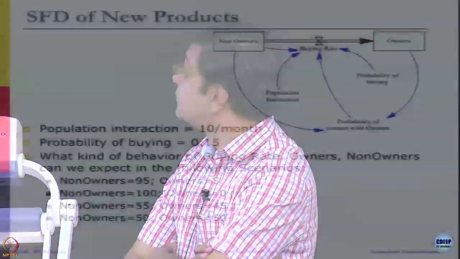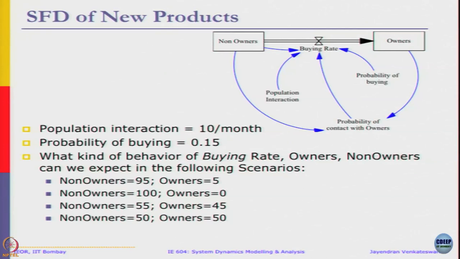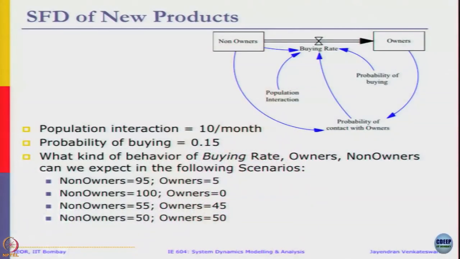As the number of owners increases, it will keep increasing. But overall, this buying rate itself is nothing but a product of all these. The buying rate equation is the product of non-owners multiplied by population interaction multiplied by probability of contact multiplied by probability of buying. But the total number of non-owners keeps falling, which acts as the limiting factor, constraining and leading the model into an S-shaped behavior. We noted some of the parameters. The equation for buying rate is just a product of all the arrows going in. The equation for probability of contact is owners divided by non-owners plus owners.